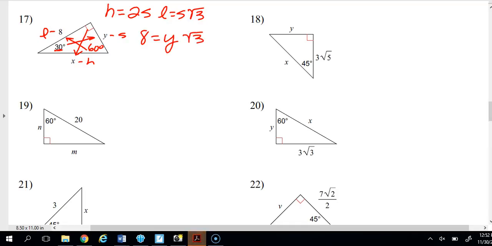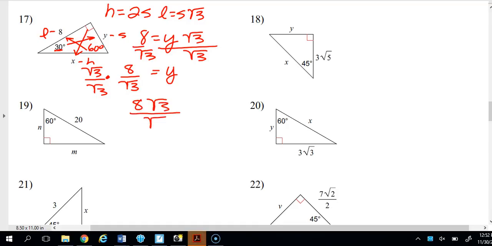This is the problem where we have to work through and ultimately rationalize the denominator. So we're going to divide both of these by the square root of 3. So that gives us y is equal to 8 over the square root of 3. We cannot leave that radical in the denominator, so we have to rationalize it. So we're going to multiply both the top and the bottom by the square root of 3. When we do that, we get 8 square root of 3 over the square root of 9. And we know that because 3 times 3 is 9, the square root of 9 is 3. So that's our answer for our variable y.